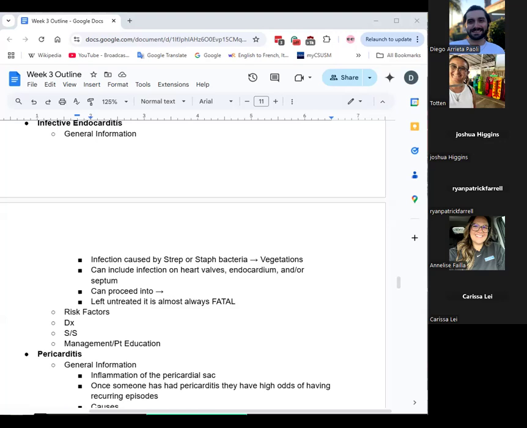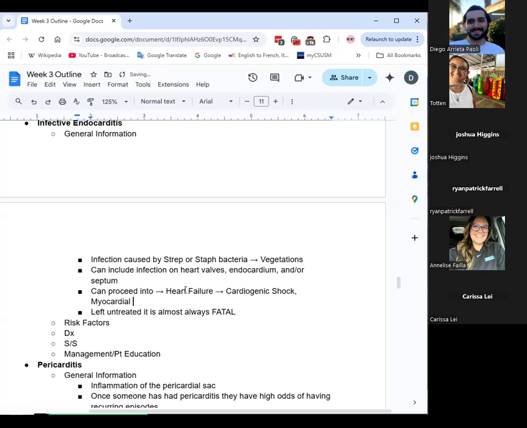Valvular disorders. Yeah. So heart failure and cardiogenic shock. It can lead to heart failure, which can then progress to cardiogenic shock. It can lead to an abscess, like a myocardial abscess, again, an abscess in the heart. Left untreated, it can be fatal.